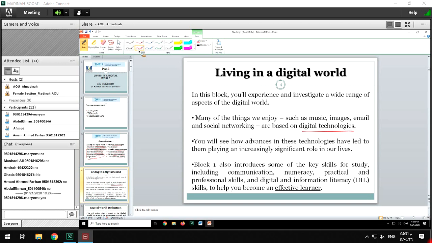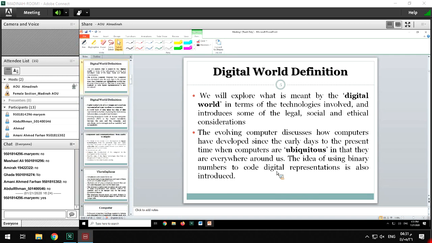Fine. So in this block, we also introduce some key skills for this study, which include communication, numeracy, practical and professional skills, digital and information literacy skills, and it will help you to become an effective learner using the technologies. To start with, we have the digital world definition. What is the digital world? We will explore what is meant by the digital world in terms of the digital technologies involved, and introduce some of the legal, social and ethical considerations when it comes to the digital world.